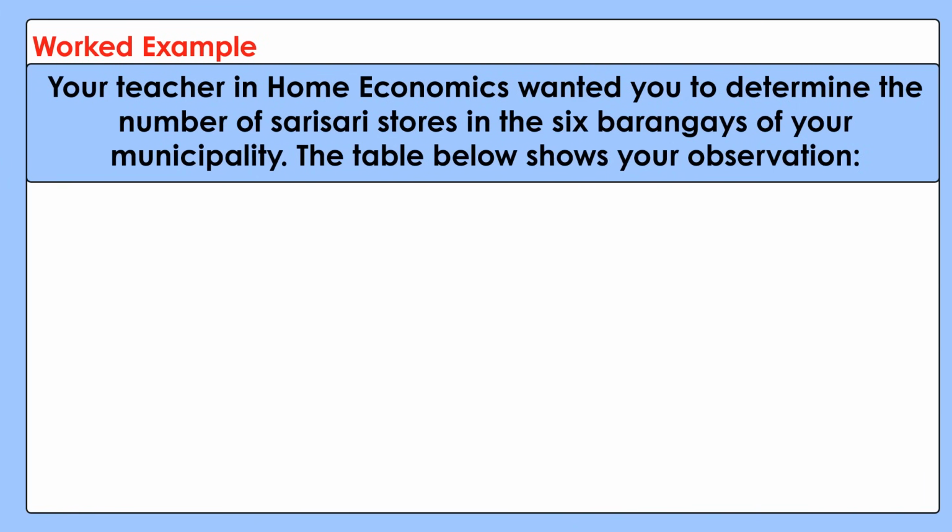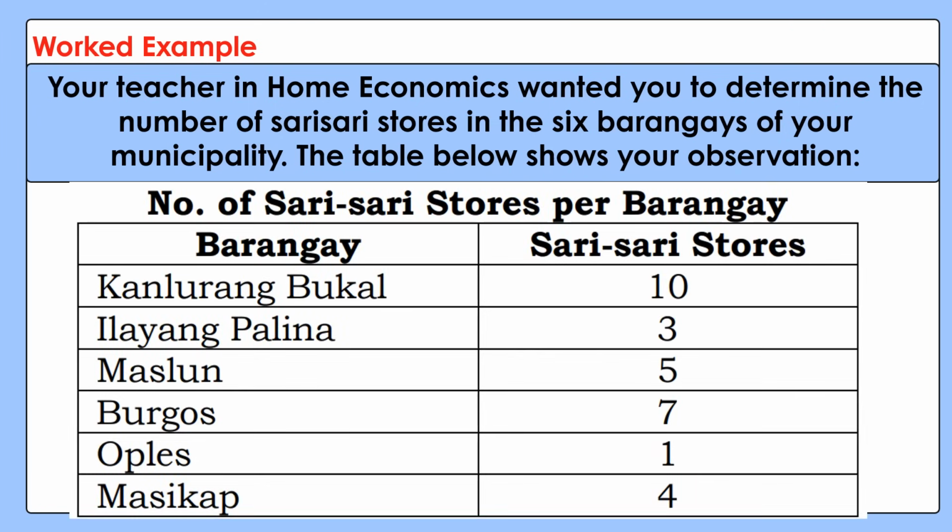Let's have the worked example. Your teacher in home economics wanted you to determine the number of sari-sari stores in the 6 barangays of your municipality. The table below shows your observation. The title, Number of Sari-Sari Stores per Barangay. First column, we have barangay, and the second column, we have the number of sari-sari stores.